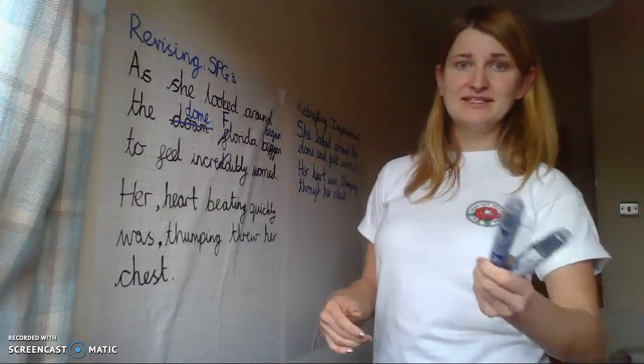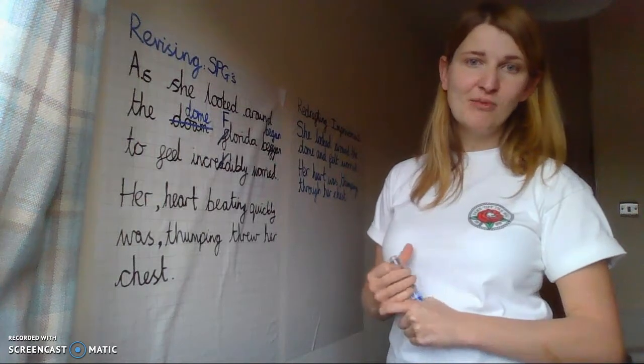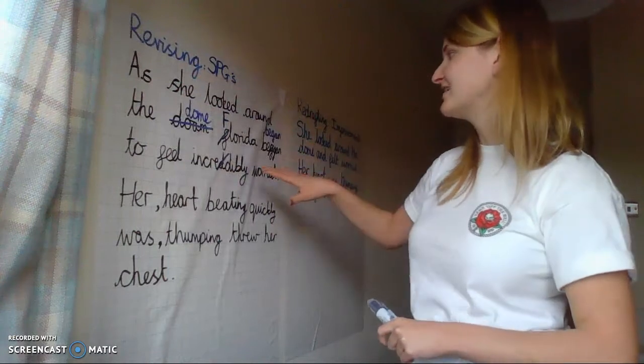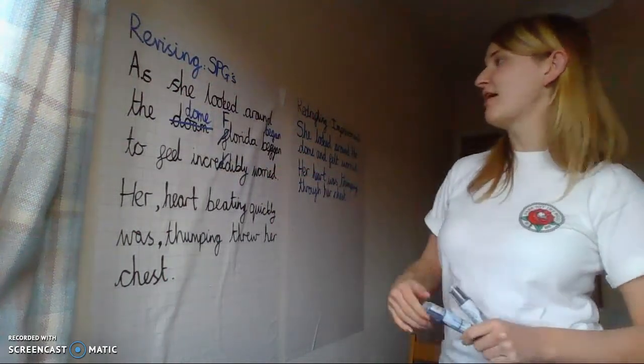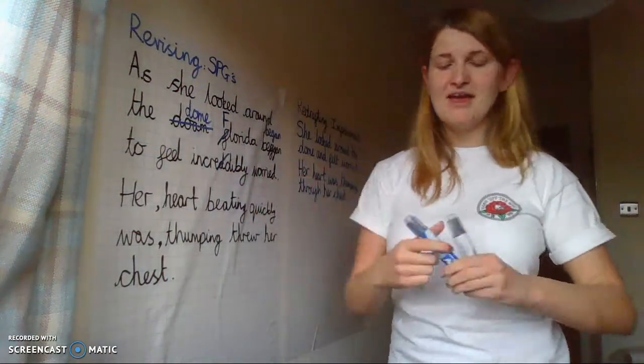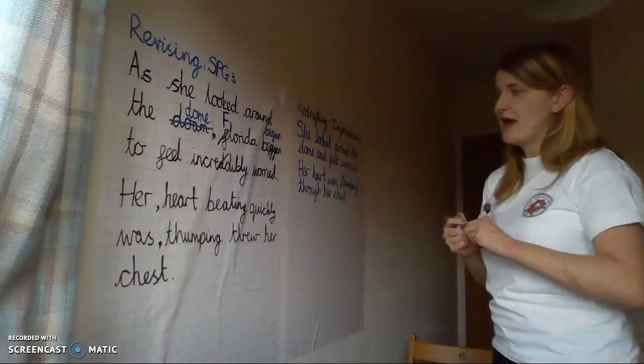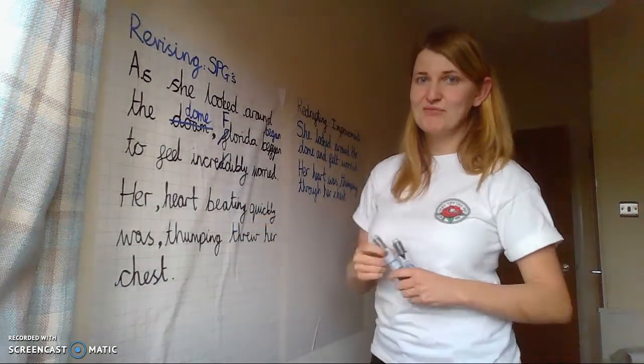Now, the next thing that I can see is missing, I've forgotten my comma for my complex sentence. If I've got a conjunction at the start, the comma needs to go in the middle. So "as she looked around the dome," comma. If I read it out loud, I can hear where that pause needs to go.